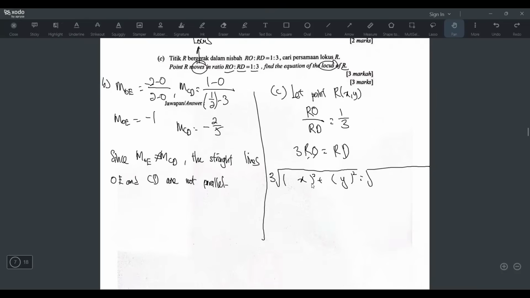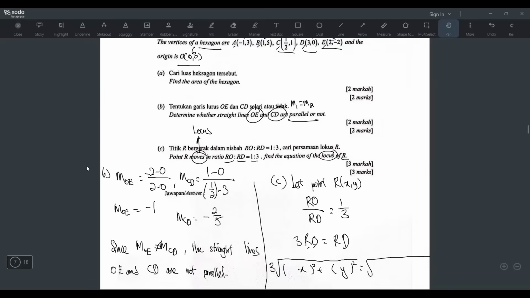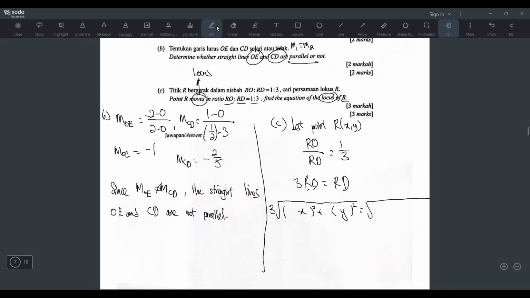Okay, next one is RD. So I need the coordinates for R and D. So what's my coordinate D? 3, 0. So I'll write it beside here. My D is 3, 0. And my R is xy.